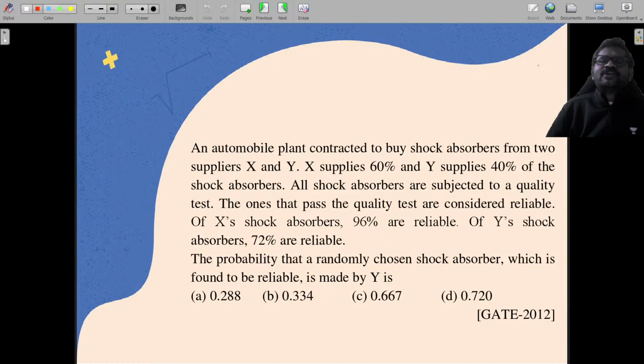An automobile client contracted to buy shock absorbers from two suppliers X and Y. X supplies 60% and Y supplies 40% of the shock absorbers. All the shock absorbers are subjected to a quality test. The ones that pass the quality test are considered as reliable. Of X shock absorbers, 96% are reliable. Of Y shock absorbers, 72% are reliable. X supplies 60%, in which 96% are reliable. Y supplies 40%, in which 72% are reliable. The probability that a randomly selected shock absorber found reliable is made by Y.